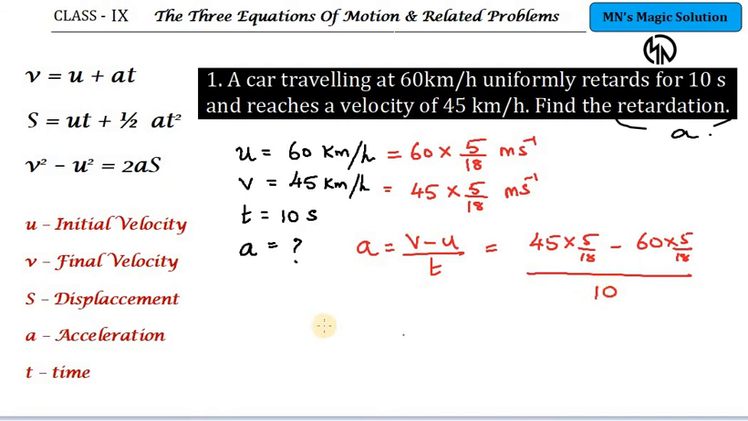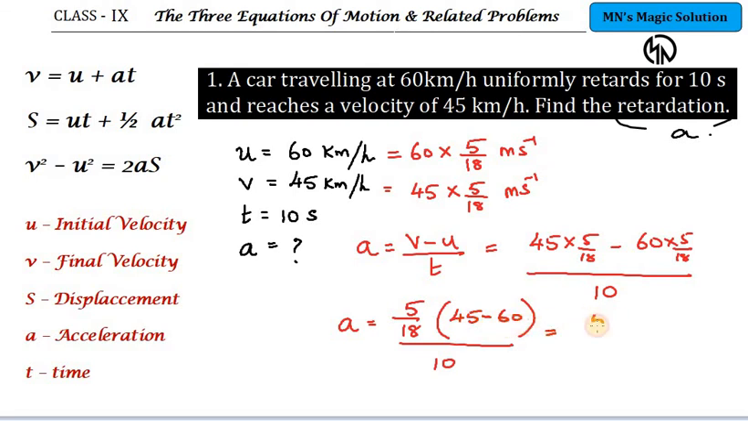So divided by 10 we put. So regarding acceleration, I am not solving this out to the final decimal places. Taking 5 by 18 common, we will end up with 45 minus 60 inside, whole divided by 10. And 45 minus 60 is minus 15.